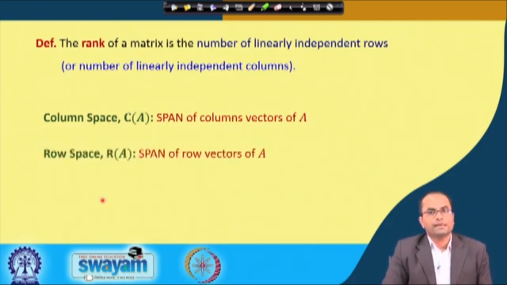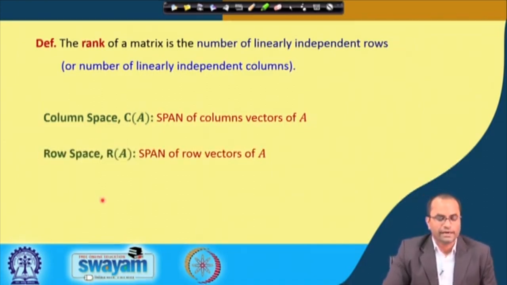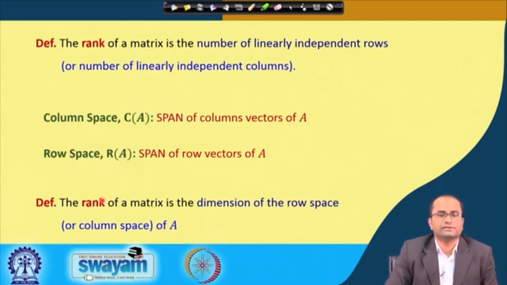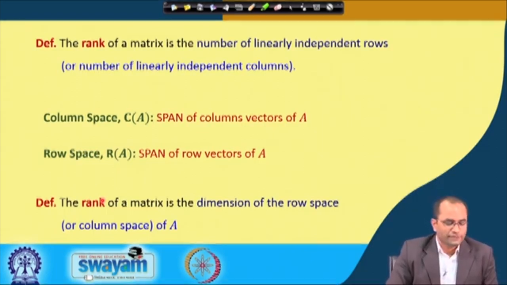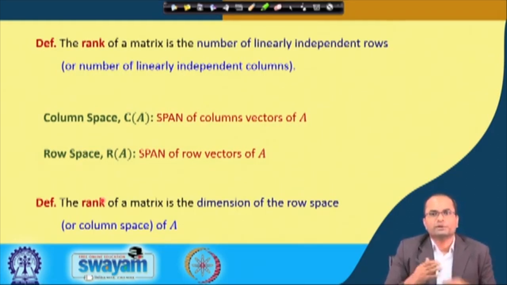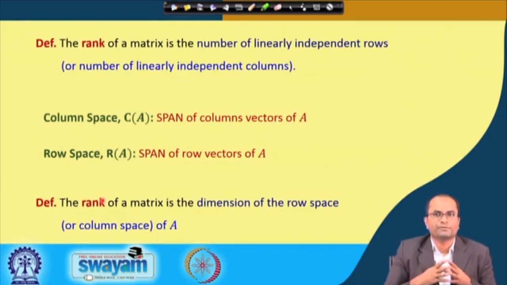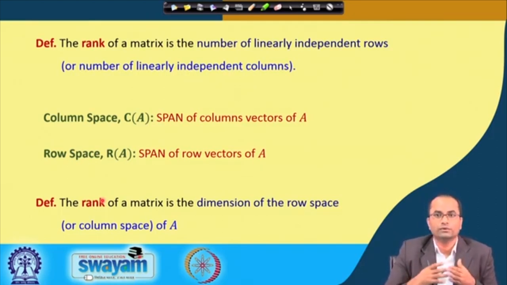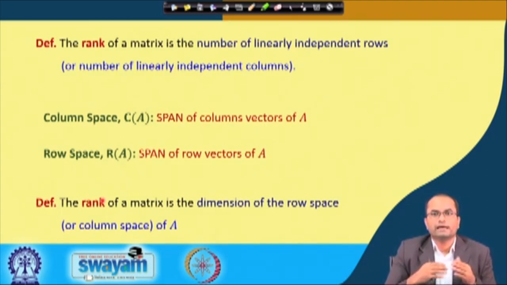Similarly, we have the row space. Row space is nothing but the span of the row vectors of A, similar to the column space. If we take the rows and span them, we call this space the row space. And another definition we now have for the rank of a matrix is the dimension of the row space, because when we are talking about the rows, what will be the dimension of the row space? The dimension will be the number of linearly independent rows in that set.